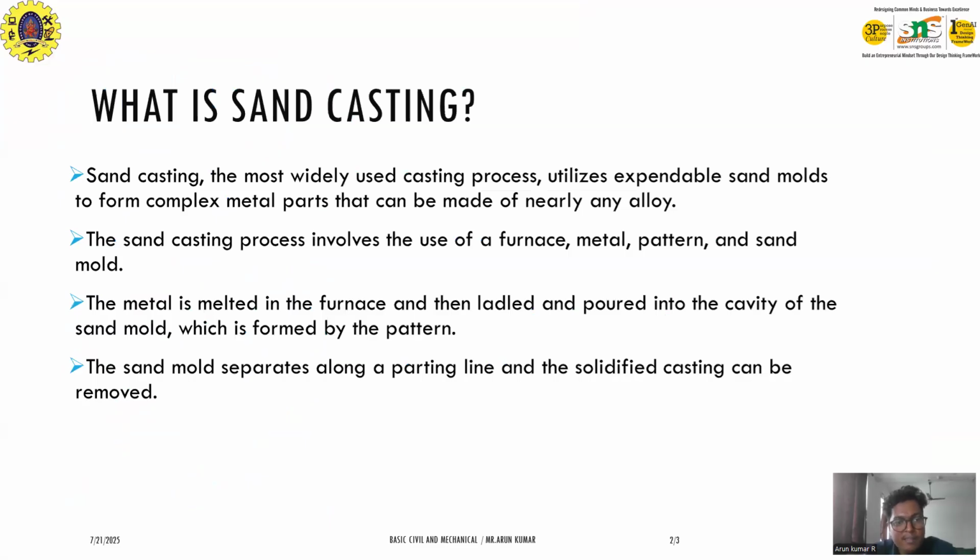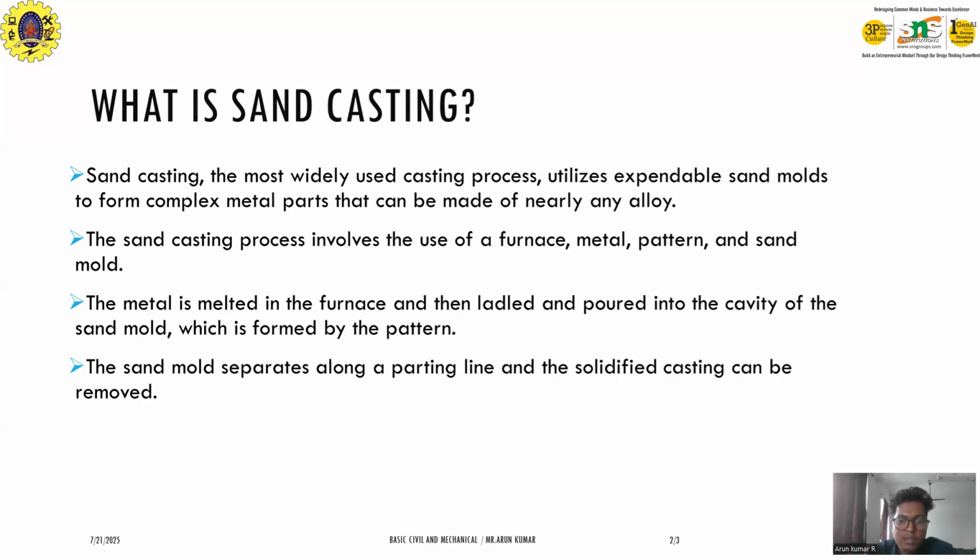Sand casting is the most widely used process in casting, and it is also suitable for expendable sand molding and for complex metal parts. It can be made with a metal of any alloy. So in the sand casting process, what are the steps we have to carry out? First of all, we have to use a furnace, the metal, the patterns and the sand molding.